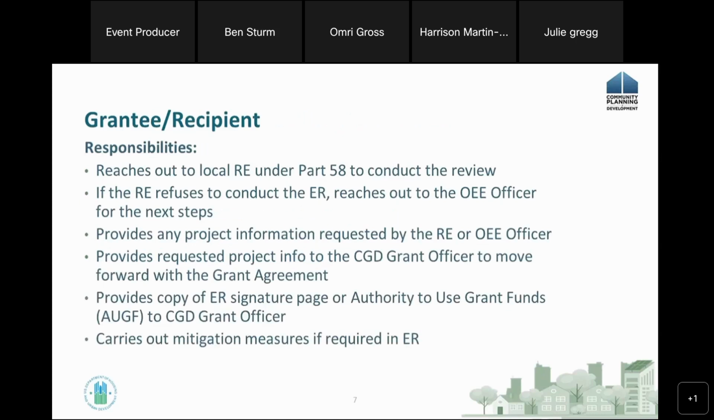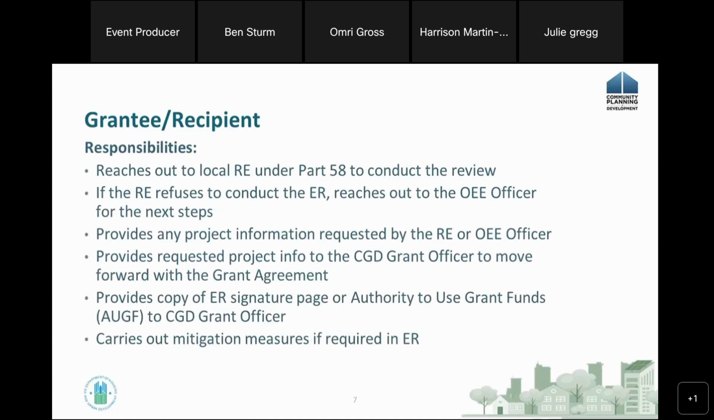As the CPF grantee and recipient of funds, you are responsible for reaching out to your local government responsible entity to request that they conduct the environmental review under Part 58. If the responsible entity refuses, if the local government refuses to conduct the environmental review, reach out to your environmental officer for the next steps.